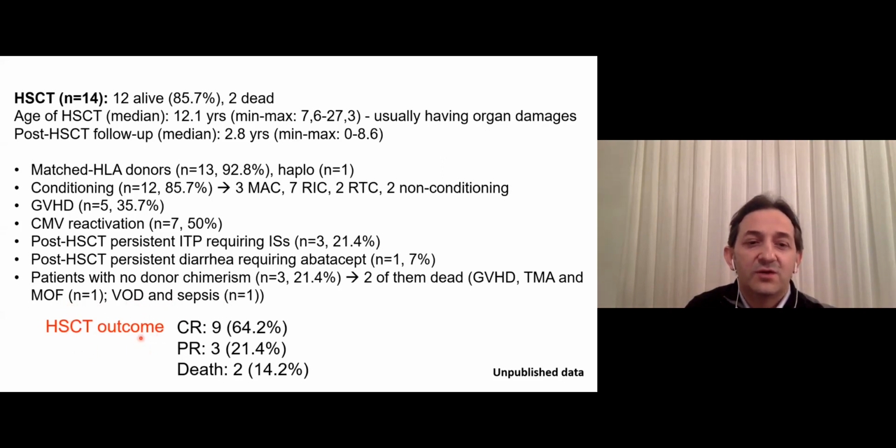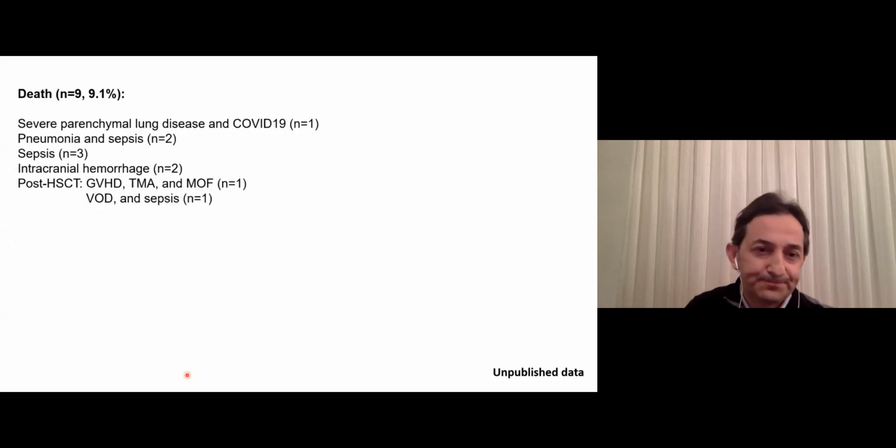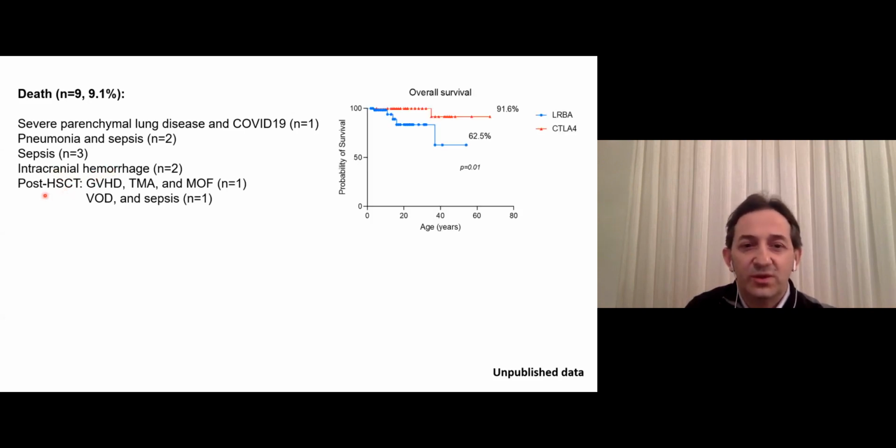And this is the final outcome of the transplantation. As you can see, complete remission was observed in 9 patients, partial remission in 3, while 2 patients died. And looking at all the cohorts, we have 9 dead patients, the majority of them due to severe lung involvement and also sepsis, intracranial bleeding, and post-transplant, we lost 2 patients. And the overall survival in LRBA deficiency was less than CTLA4, as you see here.